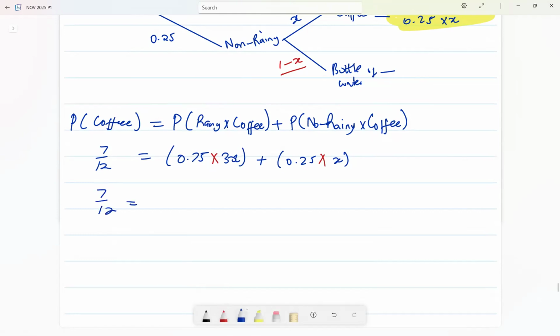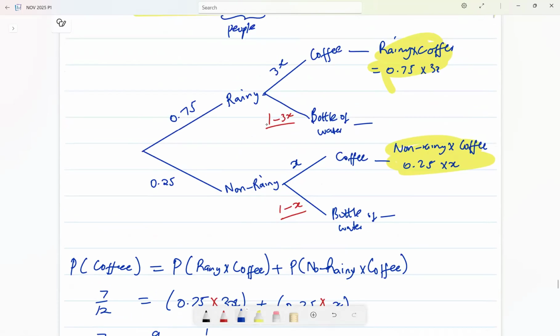Let's do mathematics. 7 divided by 12 is equal to 0.75 multiplied by 3, which is 9 divided by 4, plus 1 divided by 4. Then 7 divided by 12 is equal to 10 divided by 4 times x. For me to find x, I'm going to divide by 10 divided by 4, or multiply by the reciprocal. So 7 divided by 12 multiplied by 4 divided by 10. So x is 7 divided by 30.